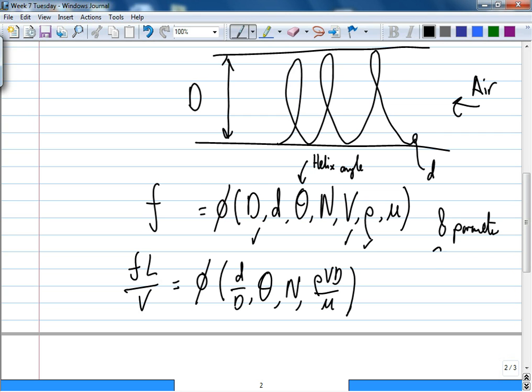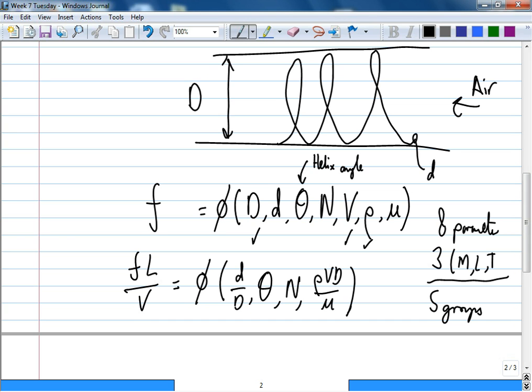We have 3 dimensions: M, L, and T. So we expect 5 groups. Okay, 1, 2, 3, 4, 5. I did it very fast, let me explain. Small d over big D is a dimensionless group. No need to, you can prove it for yourself if you want.